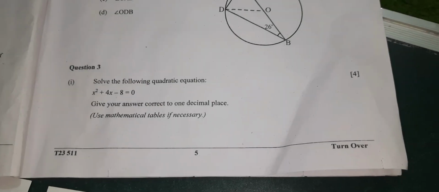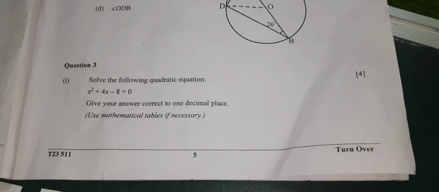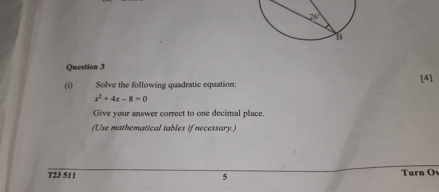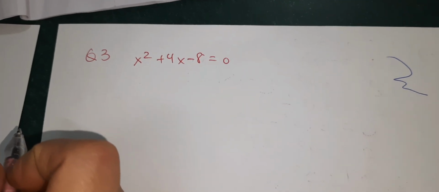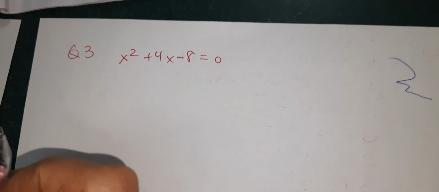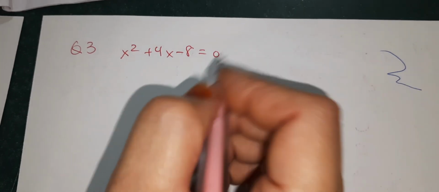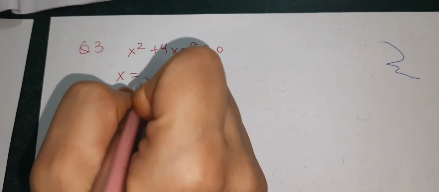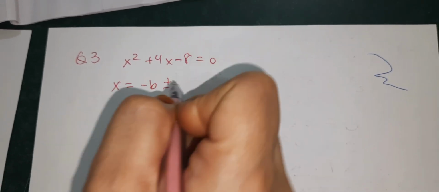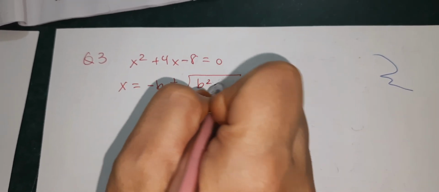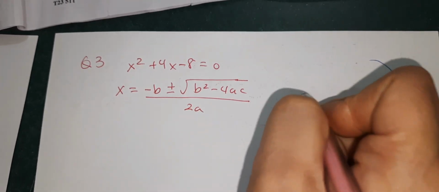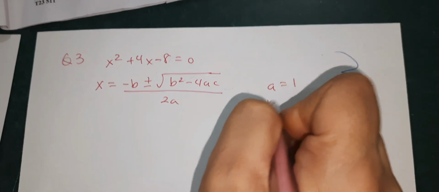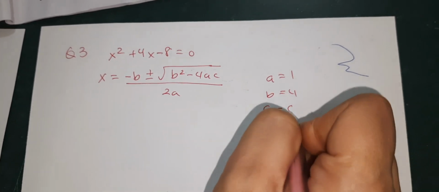Question 3. Solve the following quadratic equation. X squared plus 4x minus 8 is equal to 0, and they asked you to give the answer correct to one decimal place. So let's write the quadratic formula. X is equal to opposite of b plus or minus the square root of b squared minus 4ac all over 2a. Our a here is 1, b is 4, and c is minus 8.